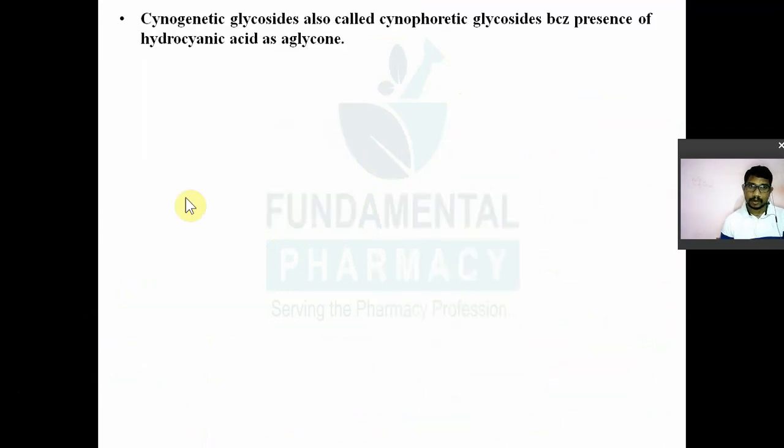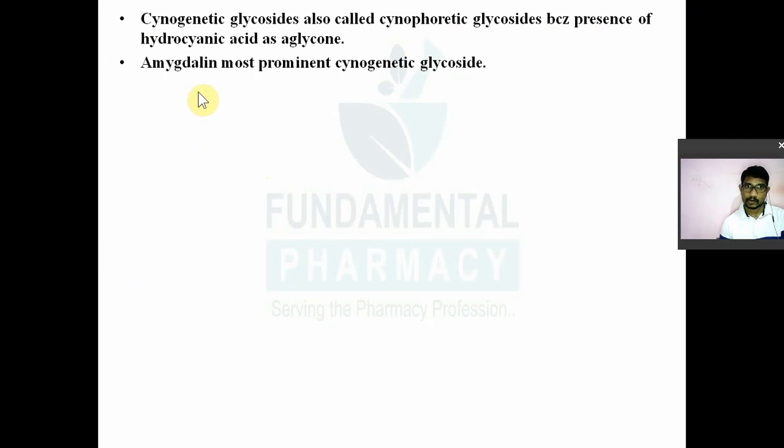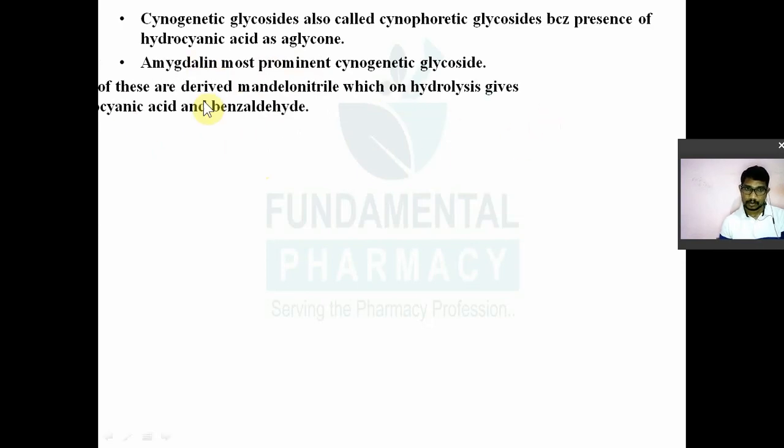Next one is known as cyanogenetic glycoside, or they are also known as cyanophoric glycoside, because of the presence of hydrocyanic acid as a glycone part. That's why they are known as cyanogenetic glycosides. Amygdalin is the most prominent cyanogenetic glycoside, found in the bitter almond.